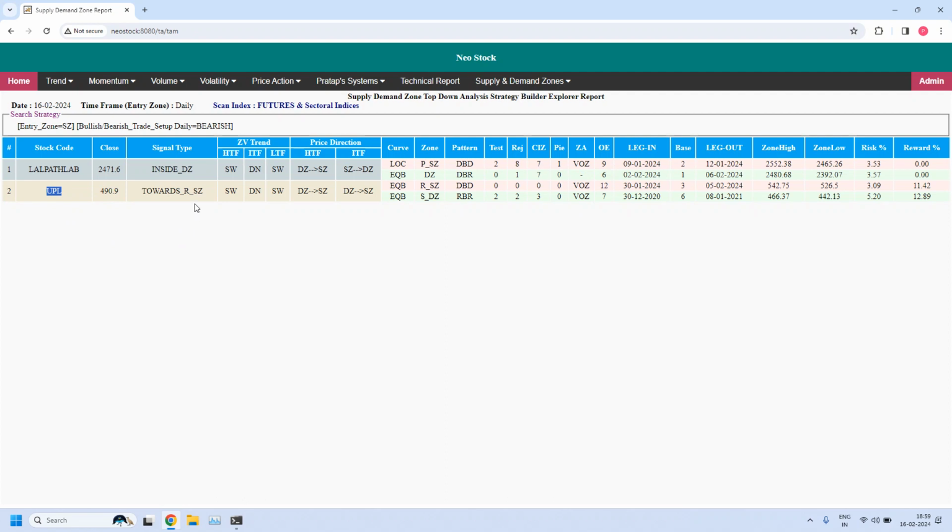Moreover, UPL is moving towards the supply zone. What is the current price? 490.90 paise. Say 491, close to 491. But what is our entry for the proximal type 1 entry in this zone? This is the supply zone. Zone low we have to take 426. My God. Almost 36 rupees difference is there. 6% difference is there. That means the stock is within 6% of the supply zone.